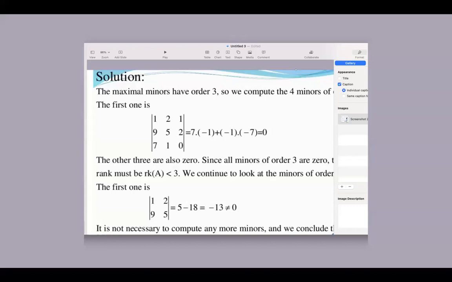We continue to look at the minors of order 2. The first one has determinant equal to -13, which is not equal to 0. It is not necessary to compute any other minor, and we conclude the rank of the matrix is 2.